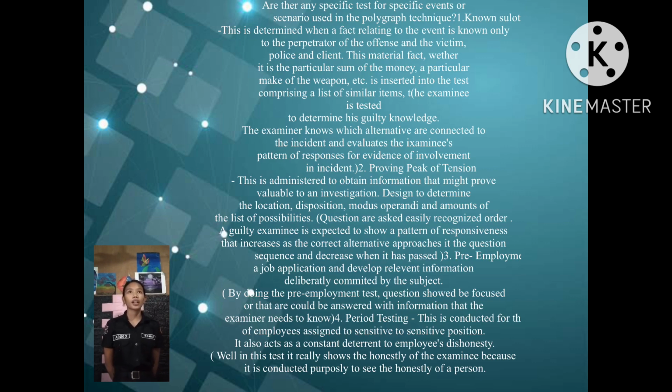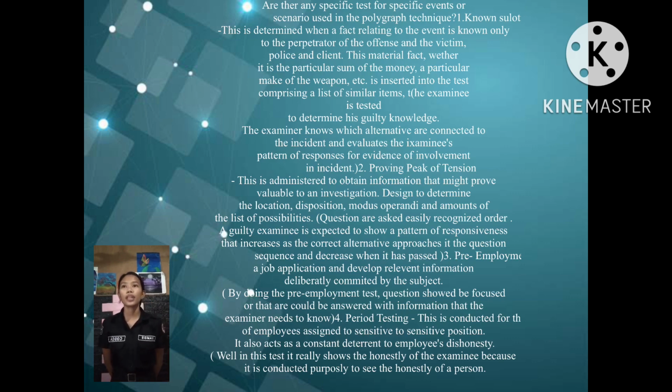This is administered when a fact relating to the event is known only to the perpetrator, the victim, the client, and the police or the subject. This material fact, whether a particular sum of money, a particular weapon, etc., is inserted into a list of similar items. The examinee is tested to determine his guilty knowledge. In this test, the examiner knows which alternative is truly connected to the incident and evaluates the examinee's pattern of responses, his reaction, for evidence of involvement in the incident.